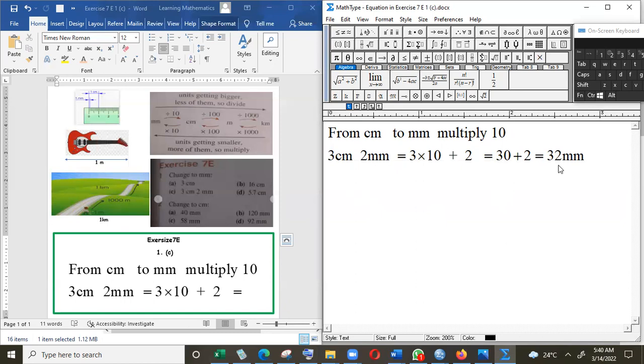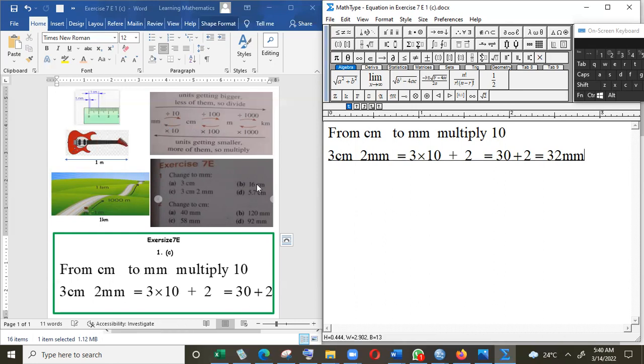All right, so please take this down. The important thing is converting the 3 centimeters to millimeters by multiplying by 10. And why multiply by 10? Because we're going from a big to a small, from centimeters to millimeters, you multiply by 10. 32 millimeters.